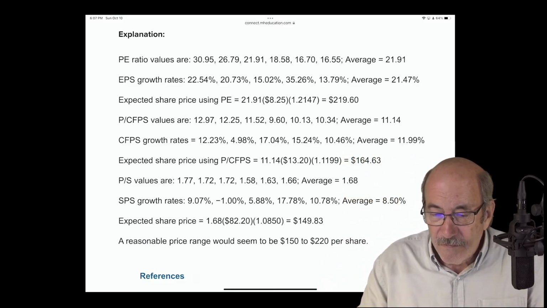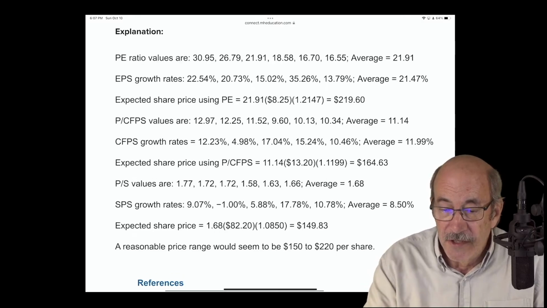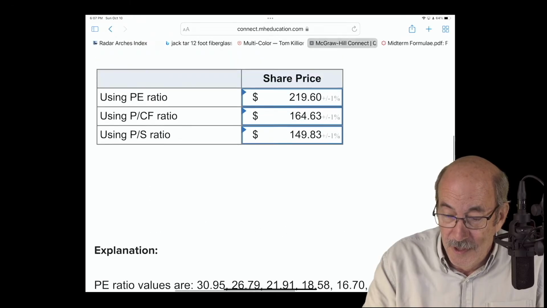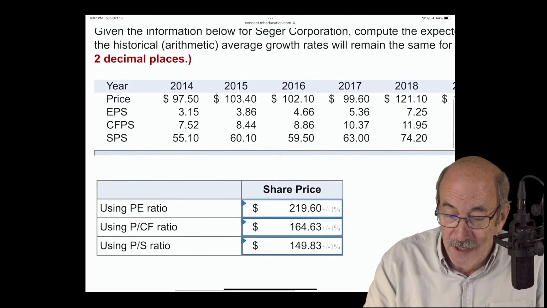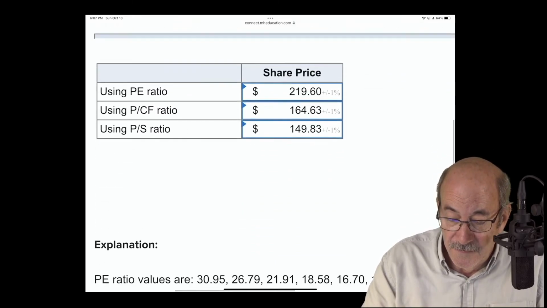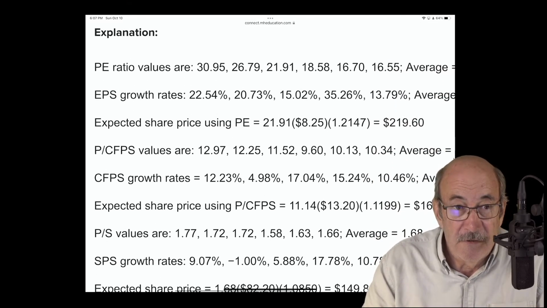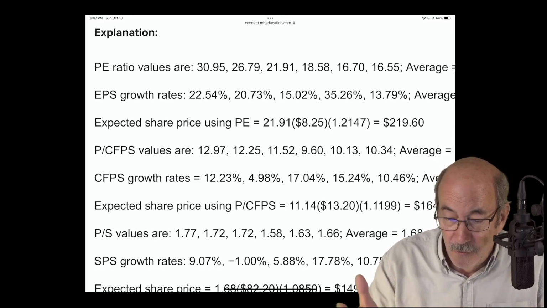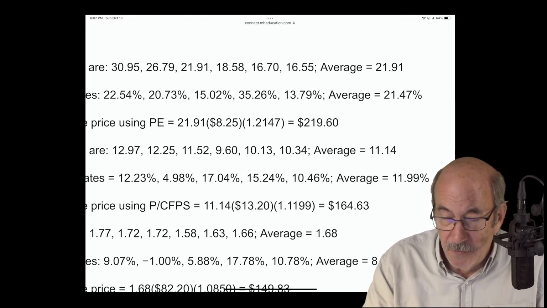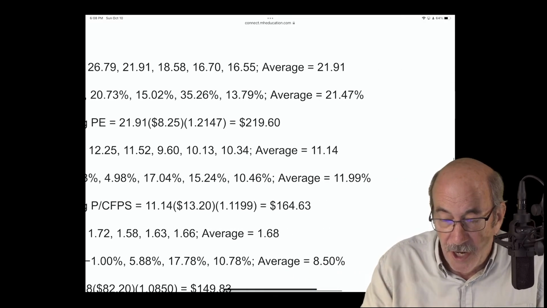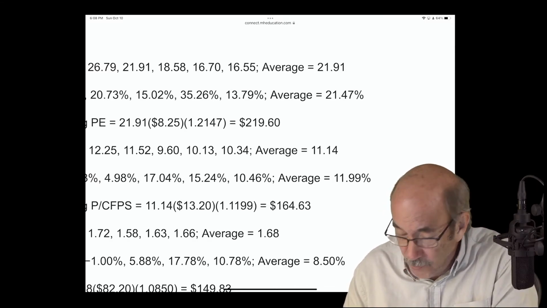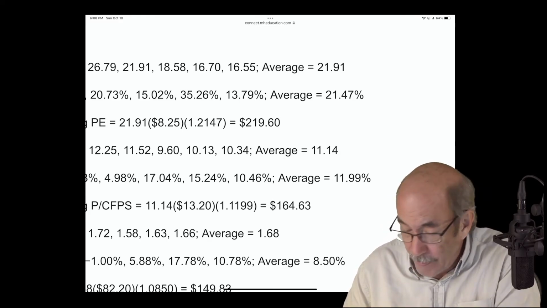All right. So we've got some PEs here that they've already calculated. So this first one, 97.50 is the price. EPS is $3.15. So that gives us a PE of 30.95. We do the same thing for the other 5 years. We add all of those up and we divide by 6, and we end up with an average PE of 21.91. So that's my average PE.